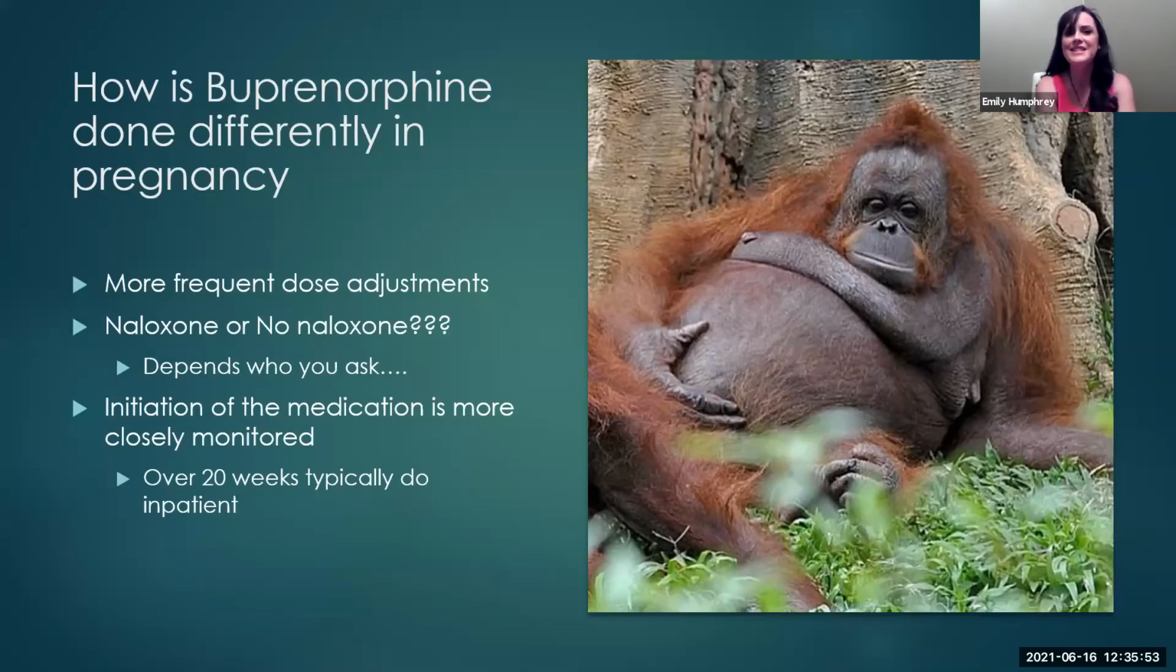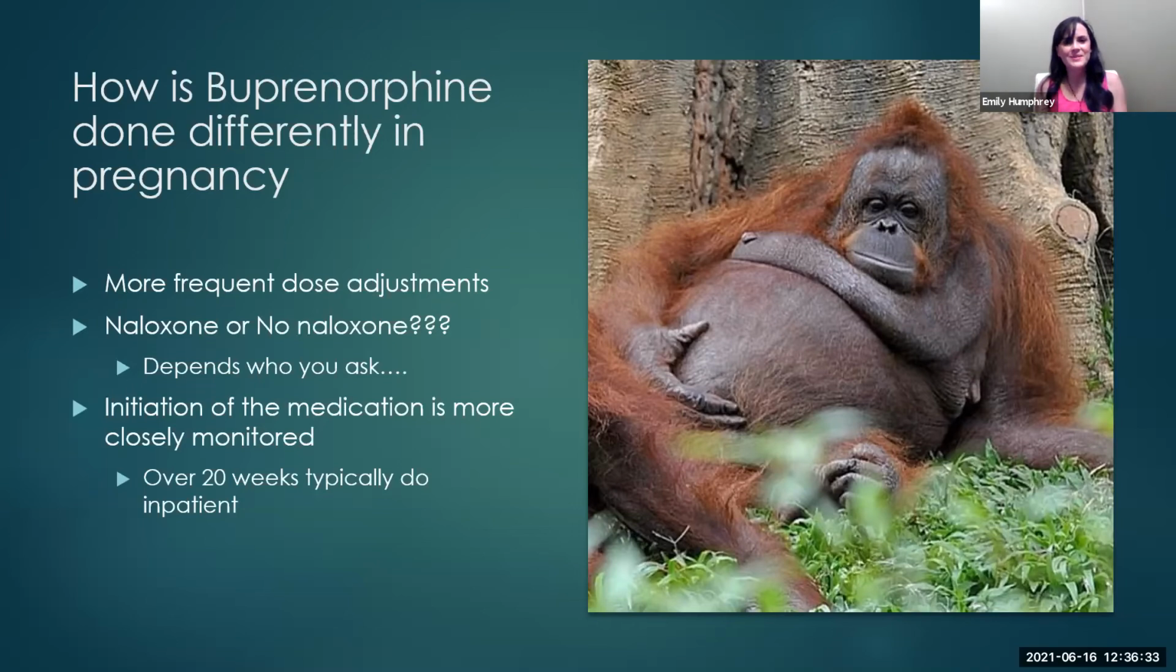How do we do buprenorphine differently in pregnancy? So this picture captured a little bit of how I felt when I was pregnant. I was quite miserable. I know everything seems to change when you are pregnant. And so buprenorphine is the same. We often need more frequent dose adjustments. Patients that aren't pregnant, we can usually kind of get to a stable dose and just stay there and coast. Pregnant women, though, due to fluid shifts, due to fat accumulation changes, due to metabolism changes, we have to go up and down on their dose more frequently. And so at times they might be on a pretty low dose and at times they might be on a higher dose. So we monitor them very closely.